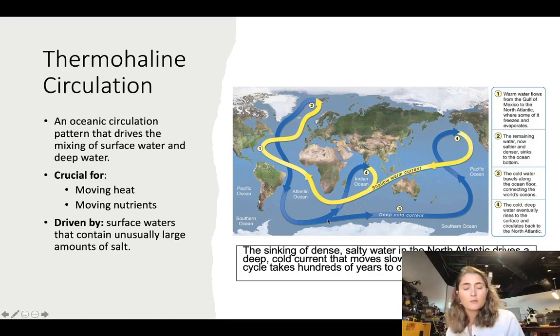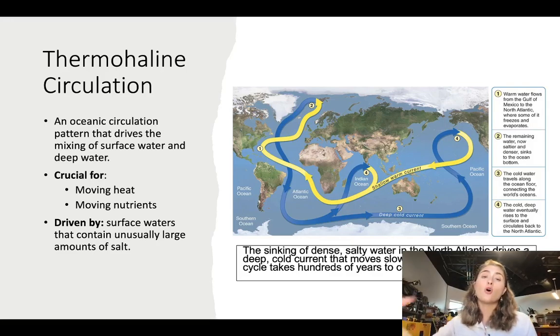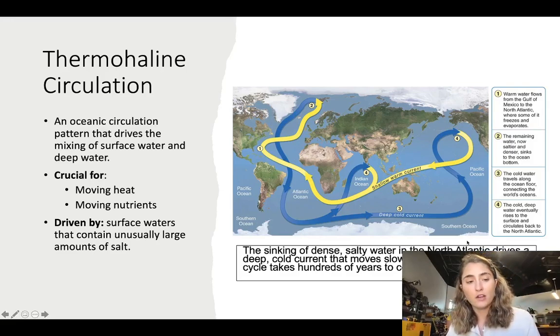Thermohaline circulation is sometimes also called the Great Ocean Conveyor Belt because it moves water from one ocean all the way around the planet so that it hits basically every ocean. So it is kind of like this giant conveyor belt that keeps moving. What's really interesting about this is it takes hundreds of years for water that started, say, here to make it all the way back to here as it goes through this entire conveyor belt. So it's a really, really long process.